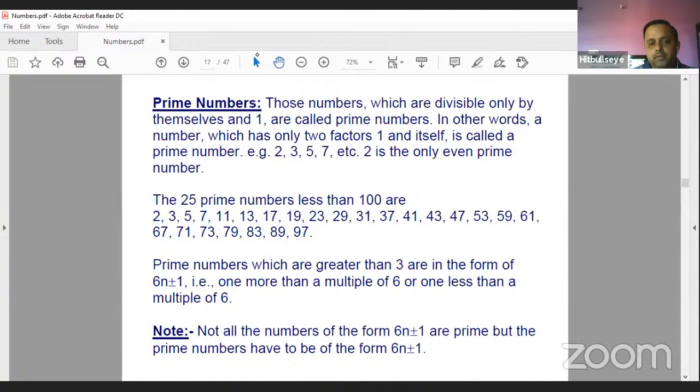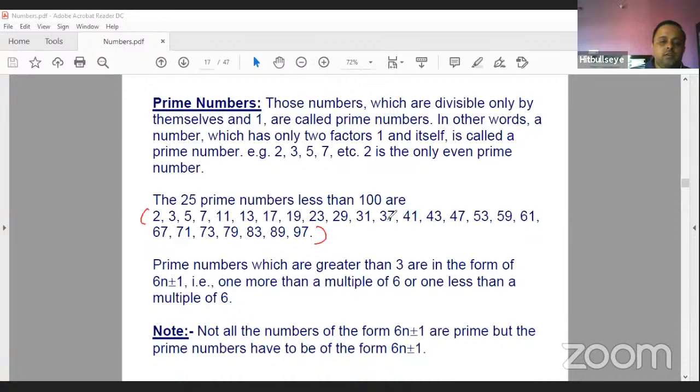Next, what are prime numbers? Basically, those numbers which are divisible by 1 and the number itself, or I should say numbers which have exactly 2 factors. One factor is 1, the other one is the number itself. Yes, Sunny, right, so those numbers are called the prime numbers. 2, 3, 5, 7, etc. They are all the prime numbers. In fact, these are the first 25 prime numbers, less than 100: 2, 3, 5, 7, 11, 13, 17.